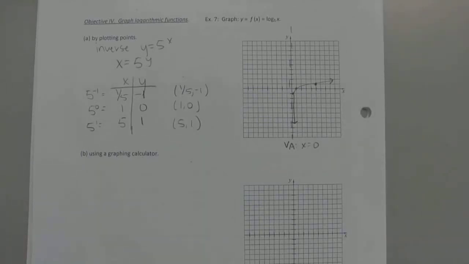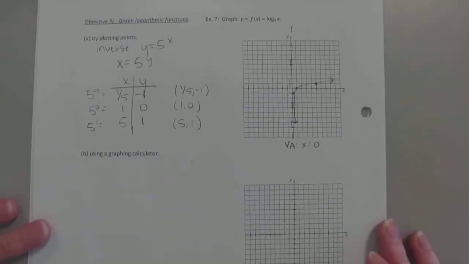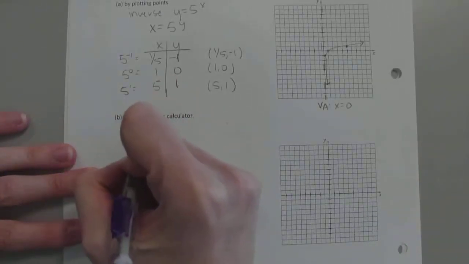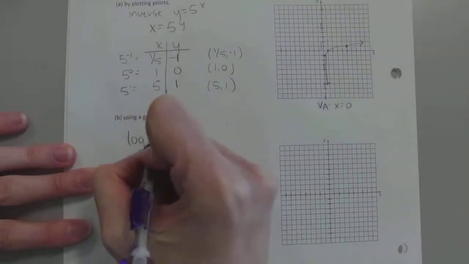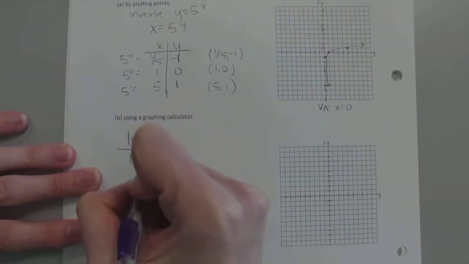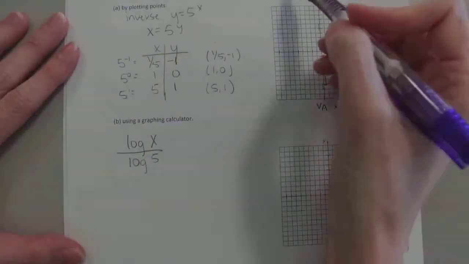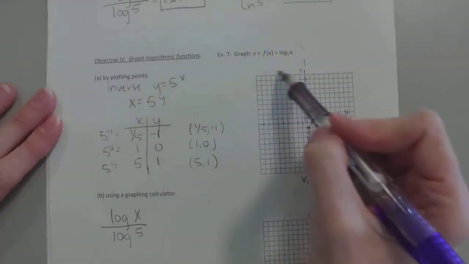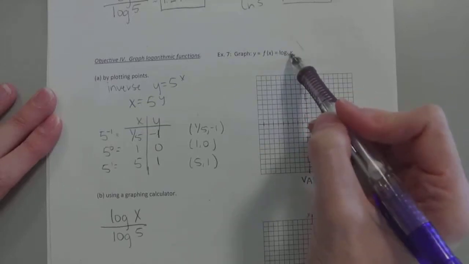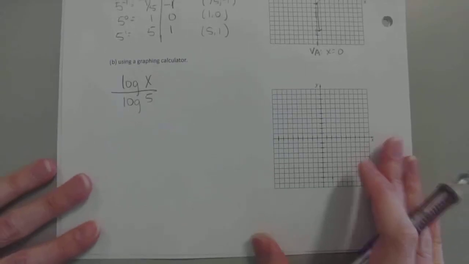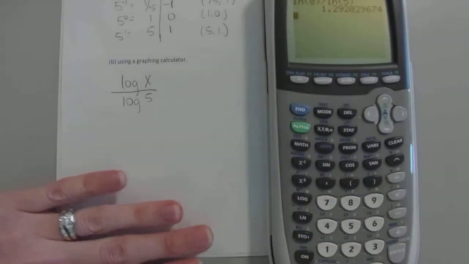This is kind of a good reminder of what we just learned, change of base. Can we do log base 5 in our calculator? No. So what we're going to have to do is write this as log of x over log of 5, right? This is our original function we're trying to graph. It's always log of the original over log of the base, okay?